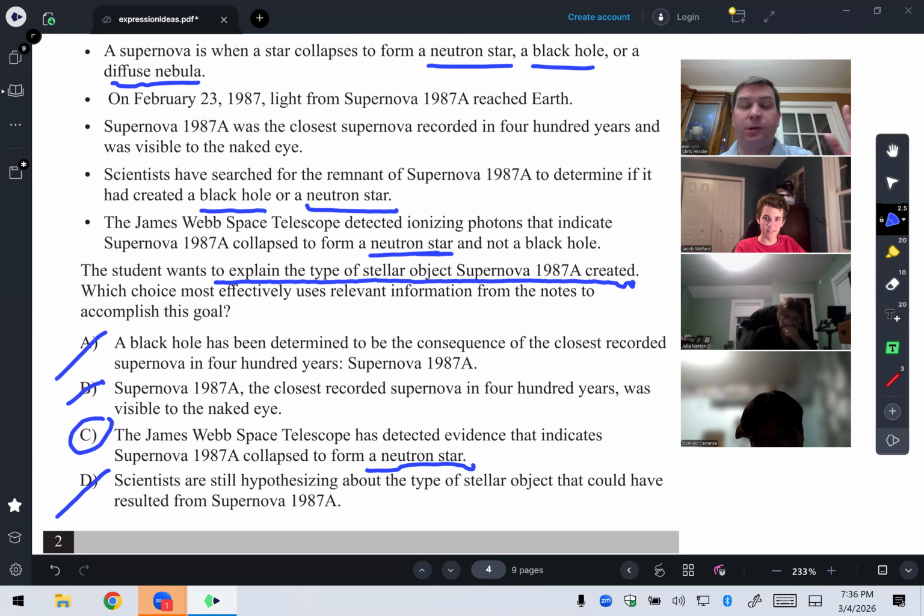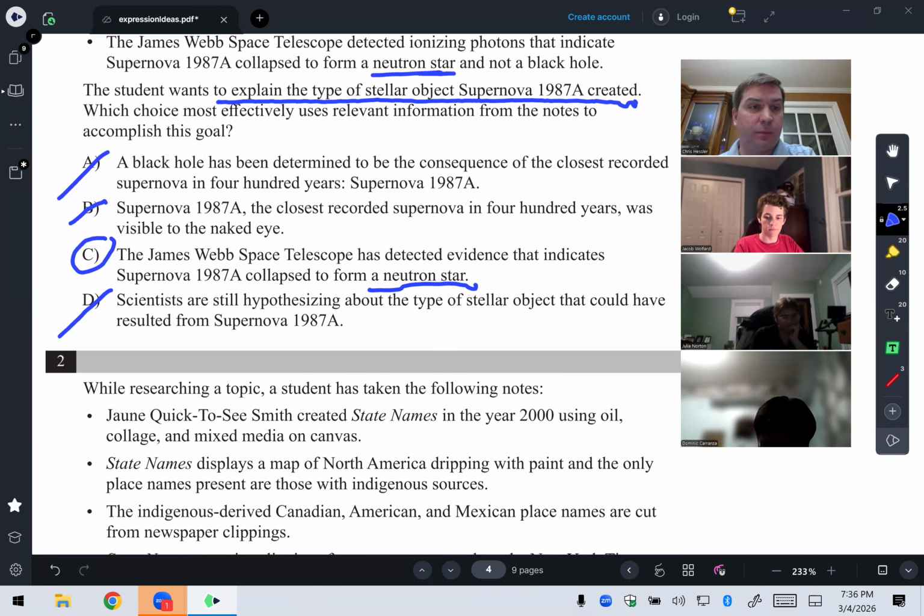Okay, so yeah, once you underline what the student is trying to do, these things almost solve themselves. I think that's a good strategy for this type of question. All right, while researching a topic, a student has taken the following notes.